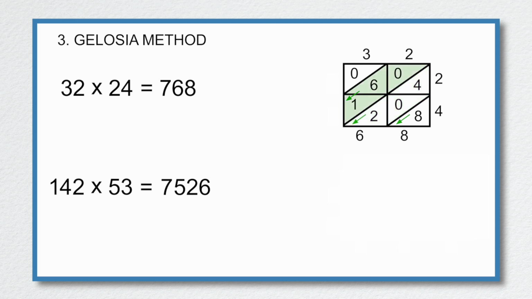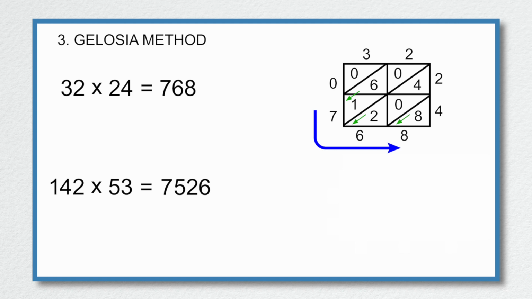We move along to the next diagonal, which is 1 add 6 add 0, which is equal to 7. We write the 7 down here. And in the last diagonal, it's 0. You might have noticed that the digits that we have written outside the box is our answer, 768, if we read it this way, as shown with the blue line.